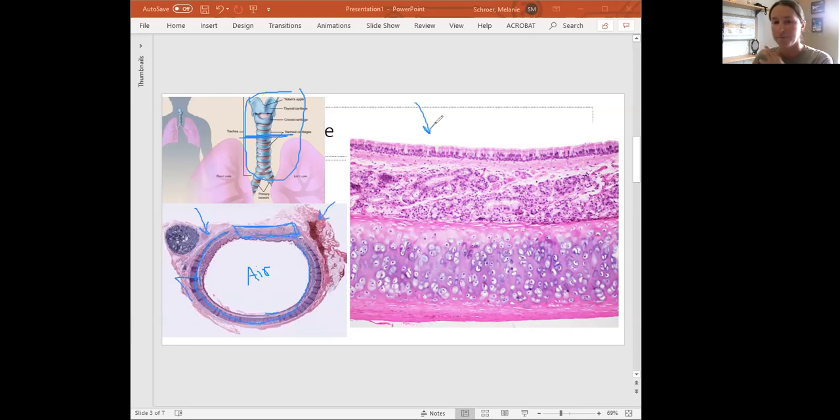This is similar to a lot of the slides that you're going to be looking at in this lab. All right, so up here is the air. This is the lumen, or the open space. Epithelium is always going to be lining that lumen, and so this first layer of tissue is what we will soon learn is pseudostratified columnar epithelial tissue.